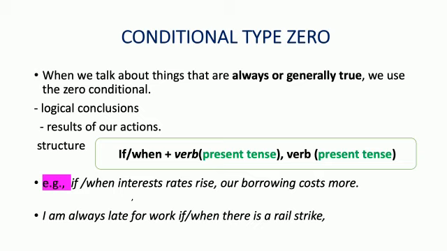I'm always late for work if there is a rail strike. Here we have "I am", the verb to be in present, okay. This is the consequence or the result clause. Here we begin with the result clause, then we move to the if clause, okay. So you see here the formula is different, okay.